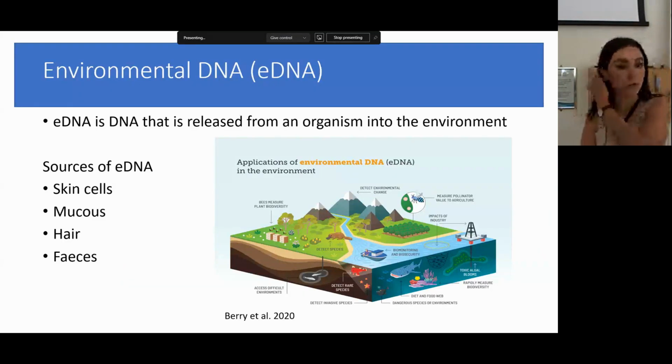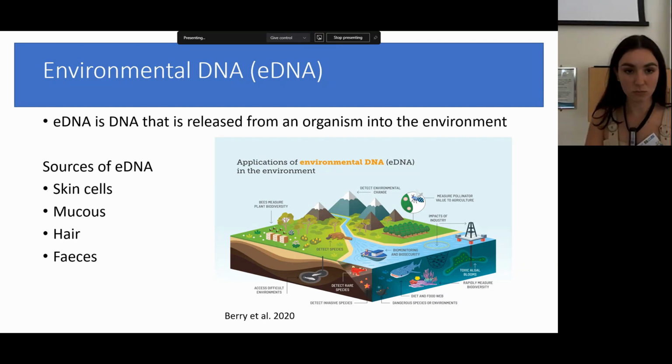For those of you that don't know, a bit of background on environmental DNA. So eDNA is DNA that is released from an organism into the environment. This can be different environments. So you can look at marine water, you can look at glaciers, you can look at soil samples, and you can use it to do a lot of different analyses. So look at the diet and food webs, the biodiversity of an environment. And the sources of this eDNA are skin cells or mucus, hair, and feces.